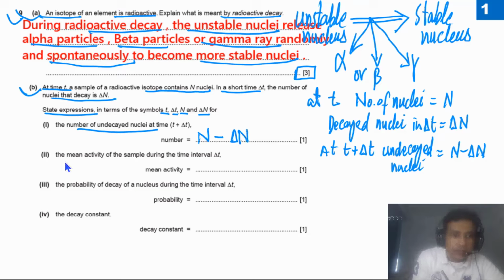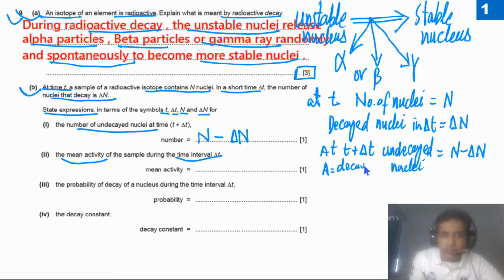For the second part, the question is asking us to write down the mean activity of the sample during the time delta t. Activity is the number of nuclei decayed per unit time. So activity is equal to decayed nuclei over time taken.